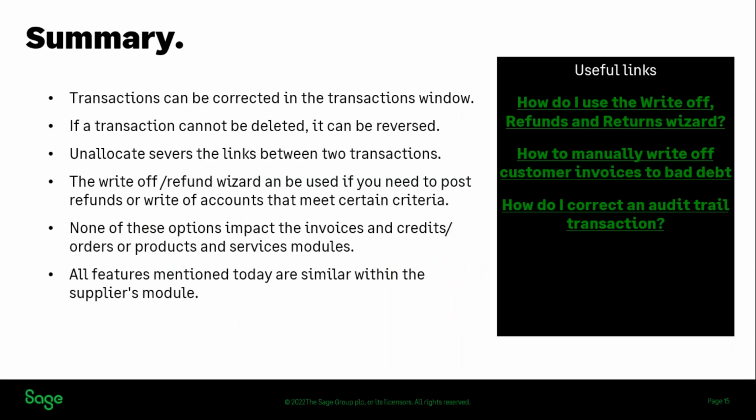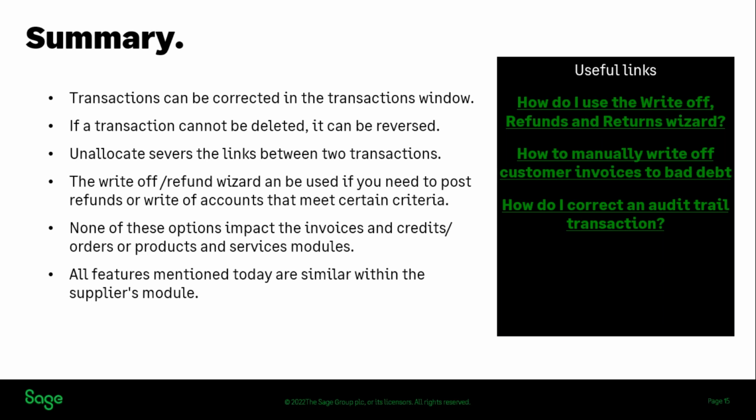There we go. Okay, so just to summarize, transactions, normally you will correct them in the transactions window, but just bear in mind that if you do correct them in the transactions window, it doesn't then have any impact on any of your other modules, such as your invoicing, your sales orders, or your products. There will also need to be corrections made there. There are features to make life a bit easier. So if you're in the invoicing module, you can use things like the credit invoice option to reverse the entire impact of the invoice.